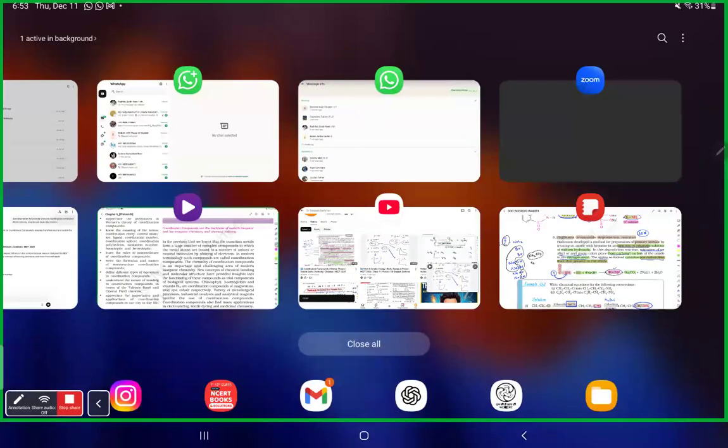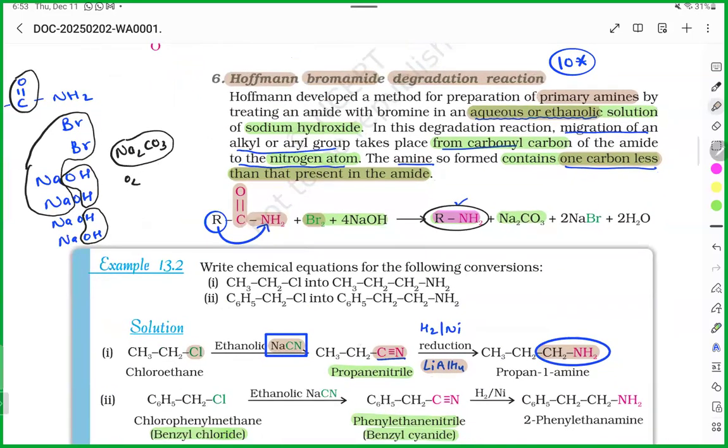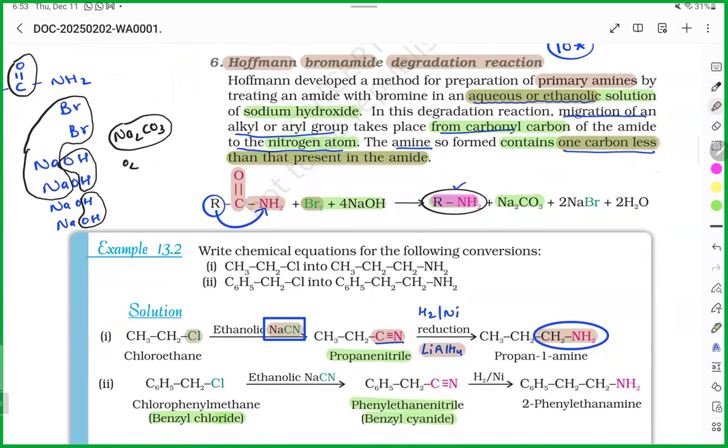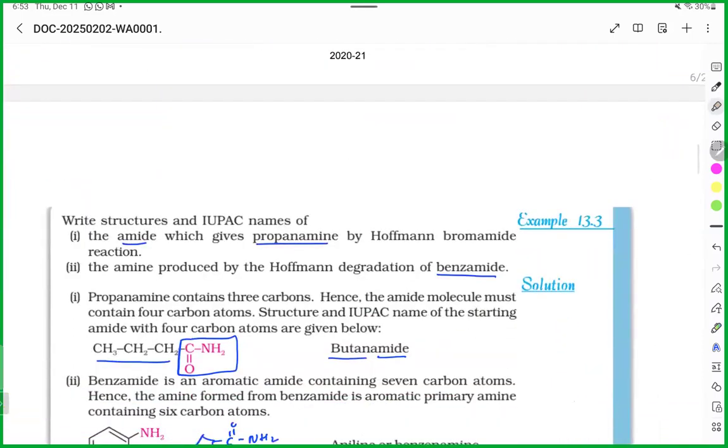Am I audible, guys? Yes, sir. Okay, so in the first situation, you can add NaCN or KCN and then reduction, and it will form amine. Make sense? The second situation is also the same. Understood? Yes, sir.